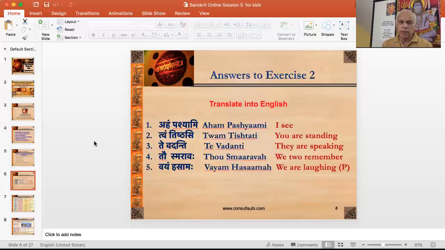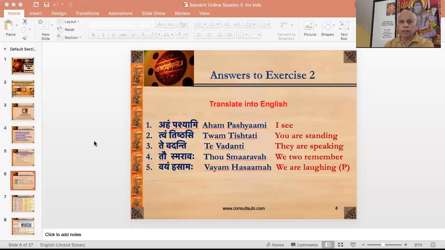But there is a bit of difference. If you say you stand, it is like ordering somebody. You stand, you know. It's better you say you are standing because that is the real meaning. But in Sanskrit, tvam tishtasi itself means you are standing. There is no 'are' there. Te vadanti. I told you last time, if it is inti, it becomes plural. Te is also rhyming very well with English 'they'. Only thing is, the sounding is a little different. So te vadanti. They are speaking.